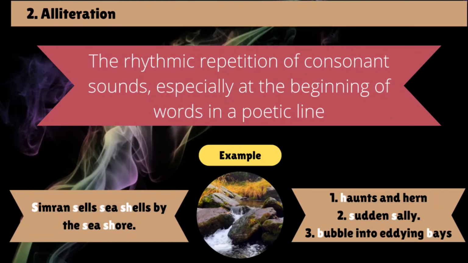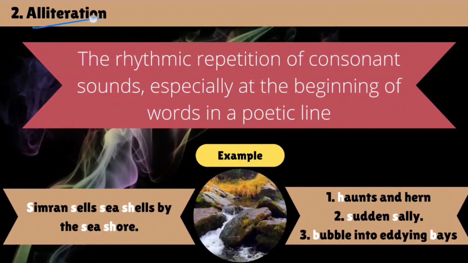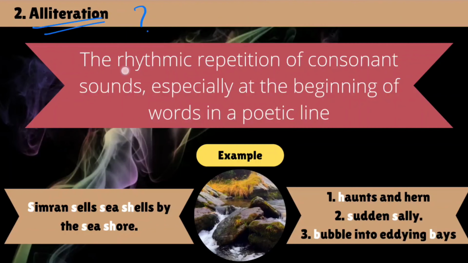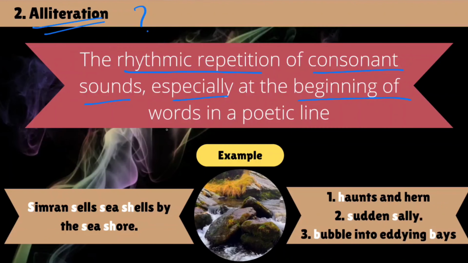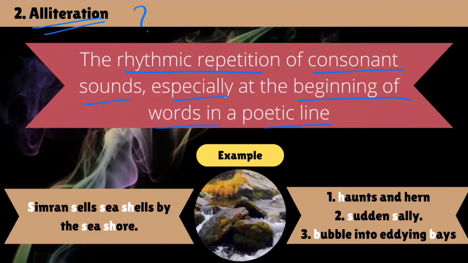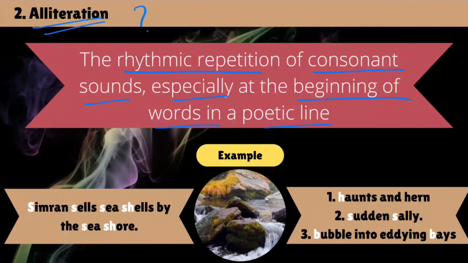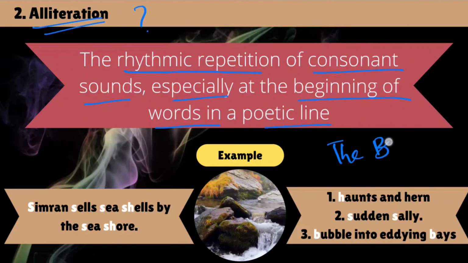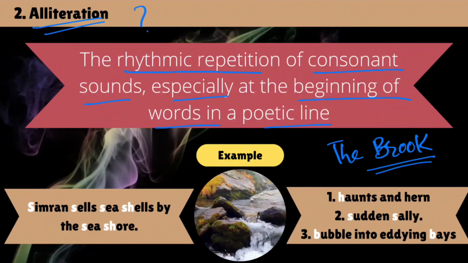Dear students, the second poetic device that the poet has used in the poem is called alliteration. What is alliteration? Well, alliteration is actually the rhythmic repetition of consonant sounds, especially at the beginning of words in a poetic line. When a poet uses consonant sounds at the beginning of some words in a poetic line, it's called alliteration. In the poem The Brook, the poet has used this device in abundance, right?